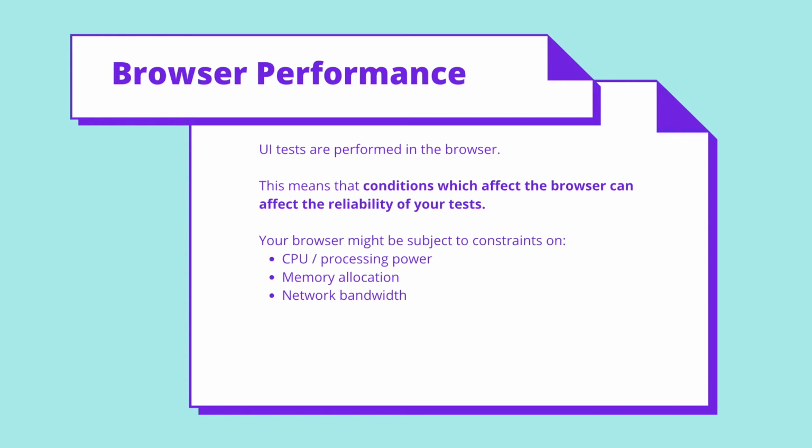Your browser might be subject to constraints on CPU, processing power, memory allocation, or bandwidth. It can take longer, for example, to render a page on your phone than on your custom-built gaming PC, and this does affect our tests.